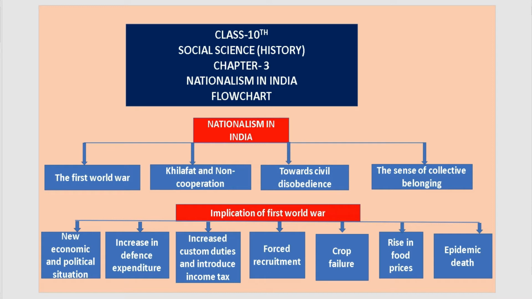Some points are related to the First World War. First of all, due to the First World War, a new economic and political situation was created. Next, increase in defense expenditure, increased custom duties and introduced income tax. Next, forced recruitment. After this, crop failure. Then rise in food prices, even epidemic deaths. All these points are connected to these main headings, and remember this question is going to come in the exam for about 5 marks. Let's move to the next page.